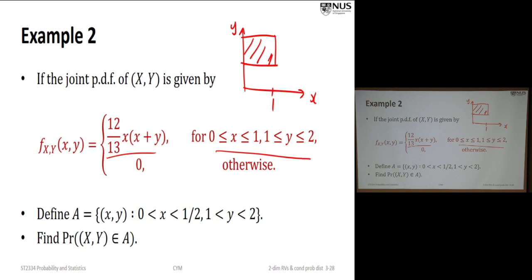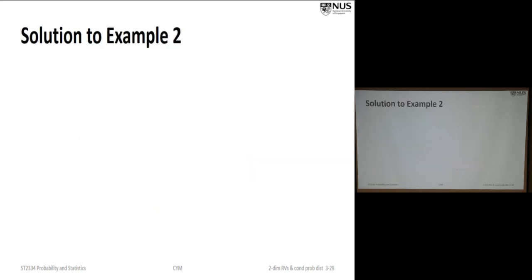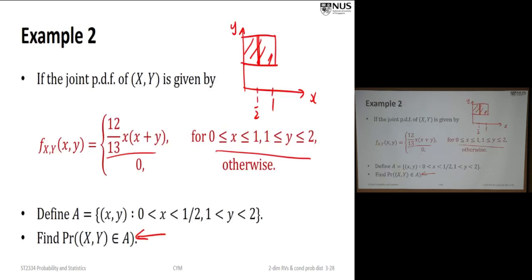Obviously, this is bigger than or equal to 0. The joint probability density function is bigger than or equal to 0. And you can check whether this is a properly defined PDF. But we are asked to calculate this probability. So what is this A? A is x between 0 and half. So this is half. So x between 0 and half, and y between 1 and 2. So this is the area that we are interested in.